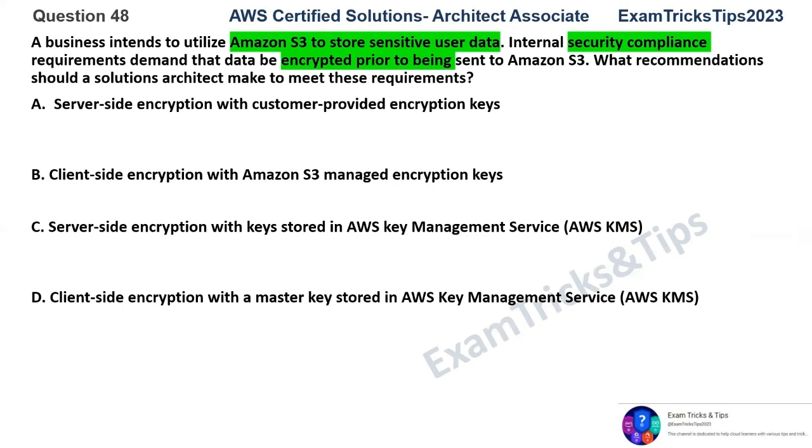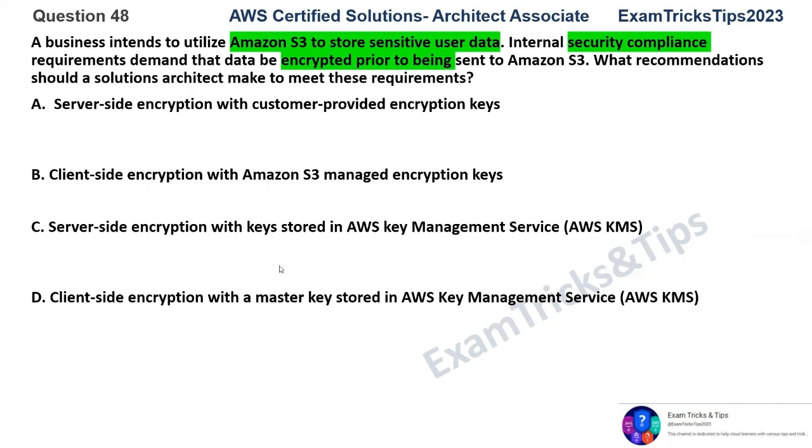So if you focus on the keyword here, we need to first encrypt the data and then send. So we are talking about obviously encryption at rest, but that encryption happens on the client side. So any option that involves server side is definitely going to be wrong. So option A is a server side encryption. Option C is also server side encryption, and both are going to be wrong. So that leaves us with only option B and D.